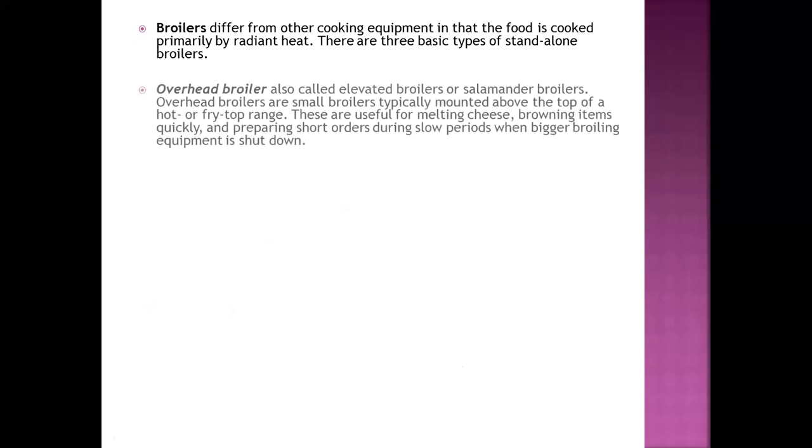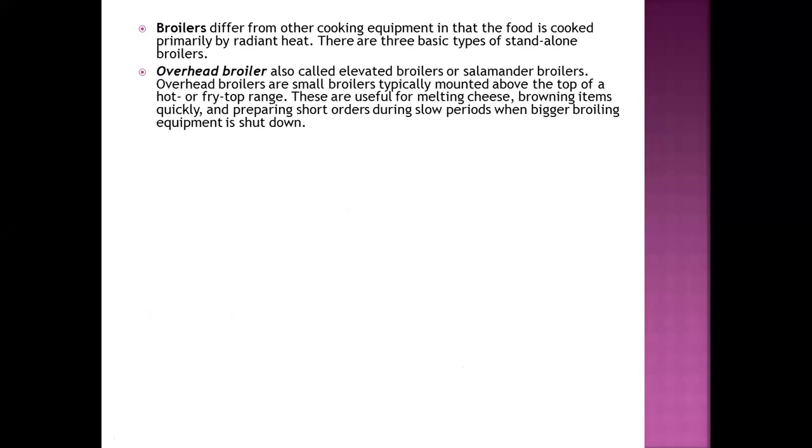Next that we are going to discuss about the food equipment that we have in the kitchen is the broiler. So a broiler differs from other cooking equipment because the food is cooked primarily by radiant heat. So we also have three basic types of standalone broiler. We have the overhead broiler. It is also called elevated broilers or salamander broiler. This is basically the one found on top of the range.